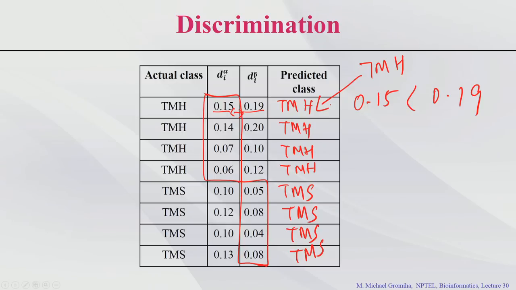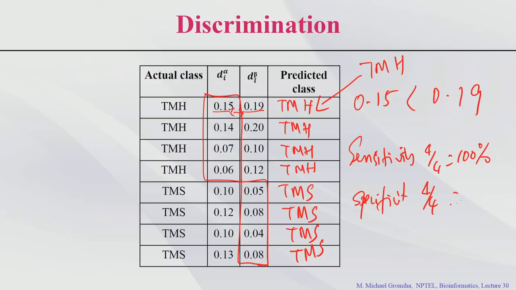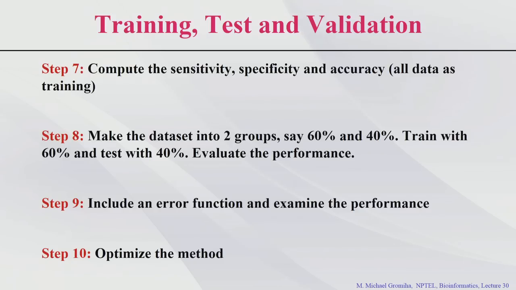If you do this, you can see it perfectly matches. For all 8 examples you can get the full results. You can assess with sensitivity, specificity and accuracy. What is the sensitivity here? 100%. This is 4 by 4, equal to 100%. Specificity is equal to 100%. Accuracy, 8 by 8, is equal to 100%. So, this is fine.